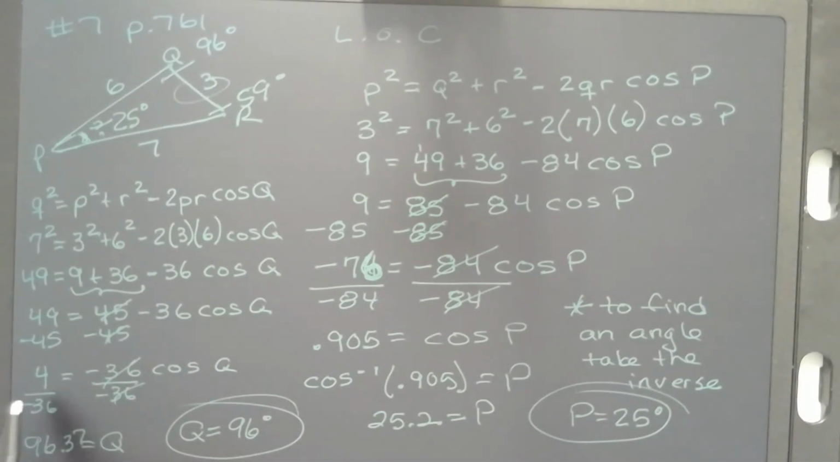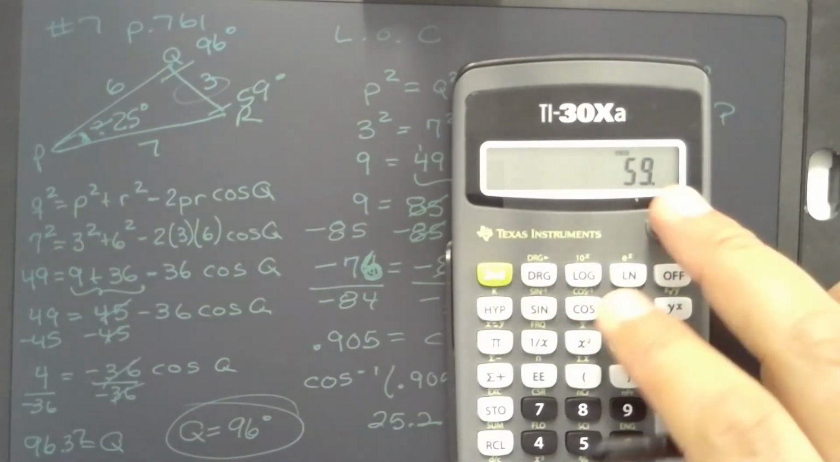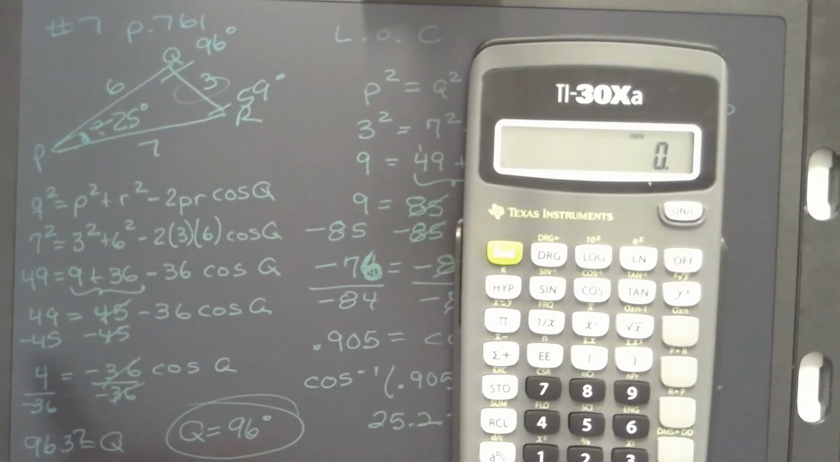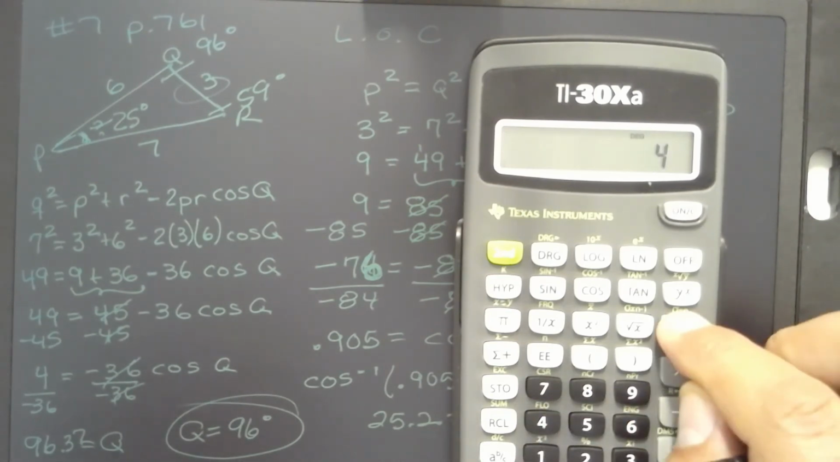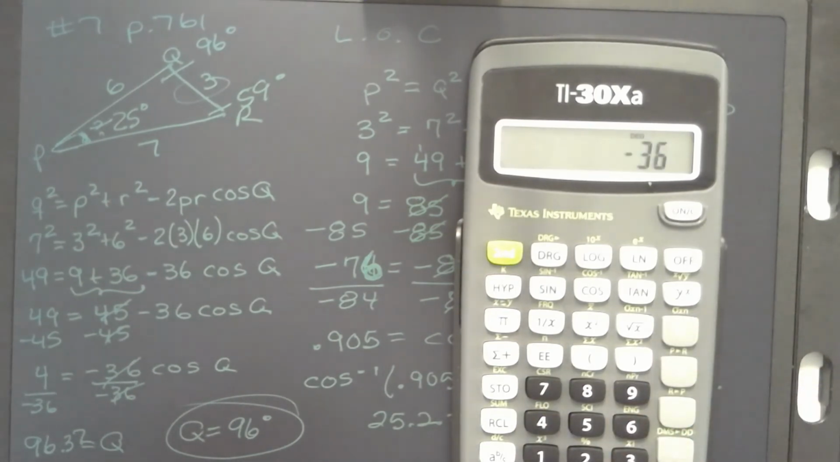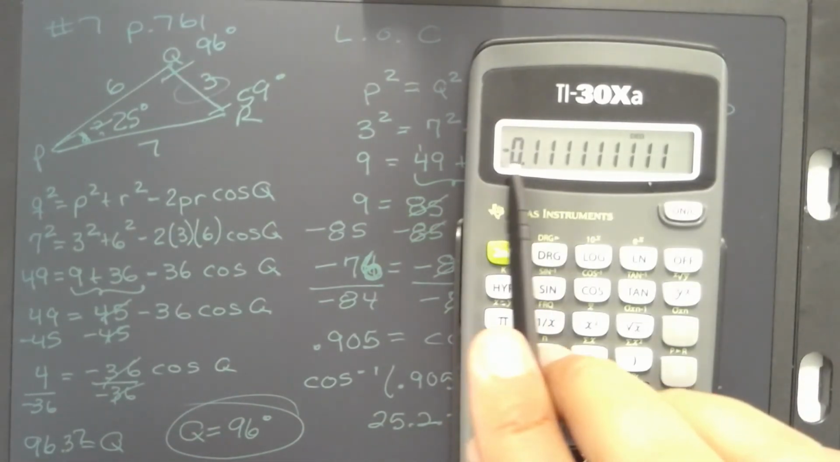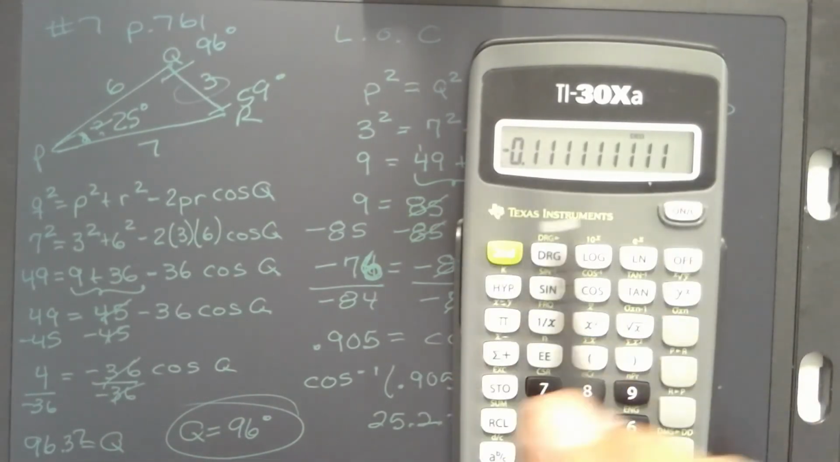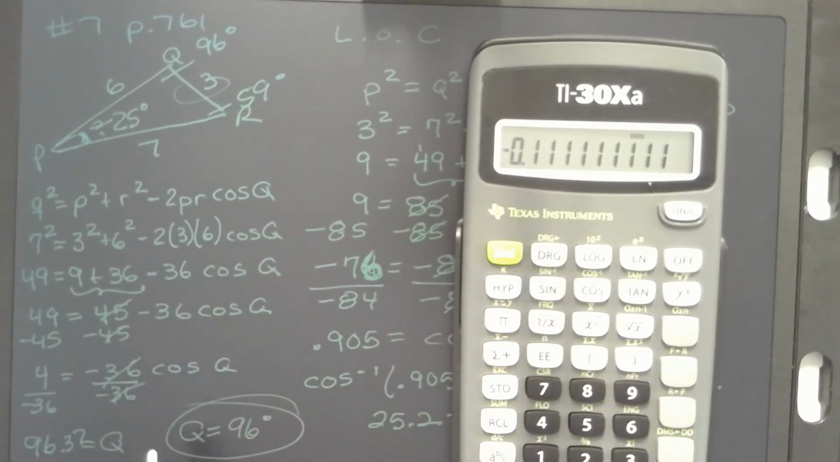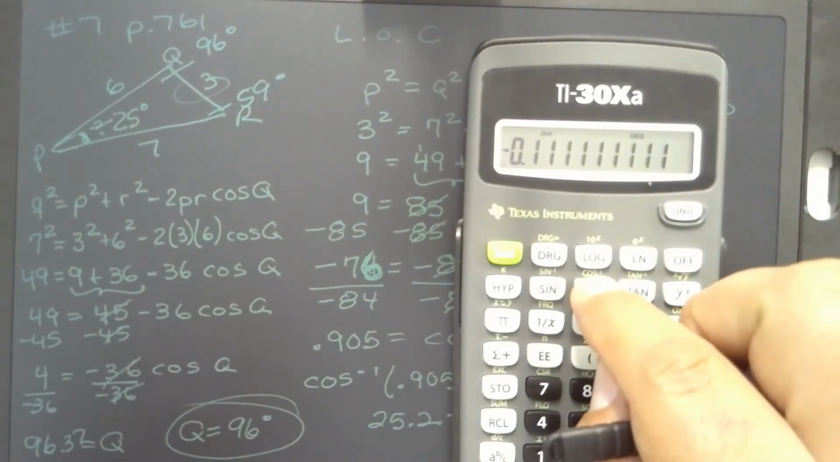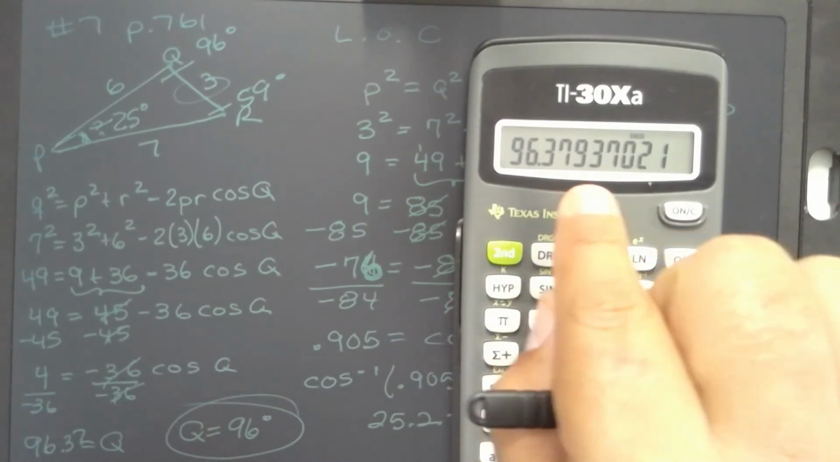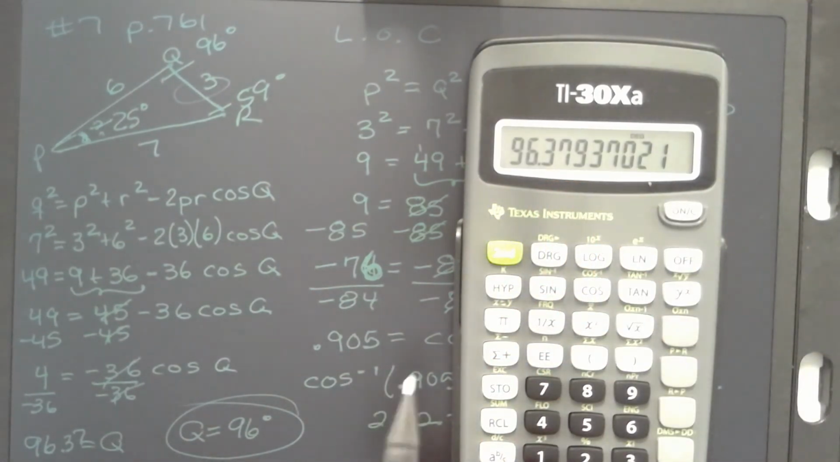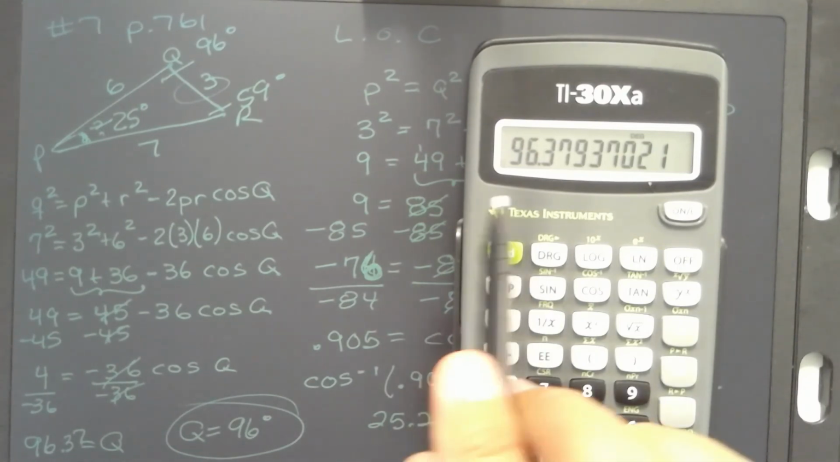Yeah, so here, guys, if we take a look at this real quick. Look over here. You see the calculator? I'm going to take 4 divided by negative 36, which is equal to negative 0.11111. Once I get to this part, in order for me to solve for Q, I need to take the inverse of cosine. So I take second inverse, I get 96.379. Remember, in order for you to solve for the angle, you always must take the inverse of it.